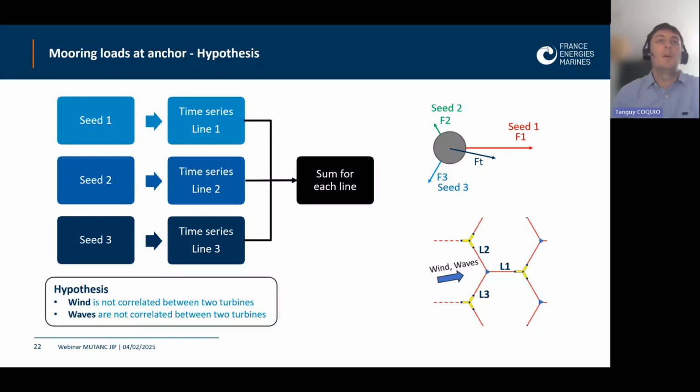What was done is that each line involved in the shared anchor loading considers a different seed, and also a different stochastic orientation of loading, and 3 seeds are combined to obtain a combined load time series at the anchor. A strong hypothesis here is that the wind is not correlated between 2 turbines, and waves are not correlated between 2 turbines. So of course, we did not use the same seed twice when we performed the combination.